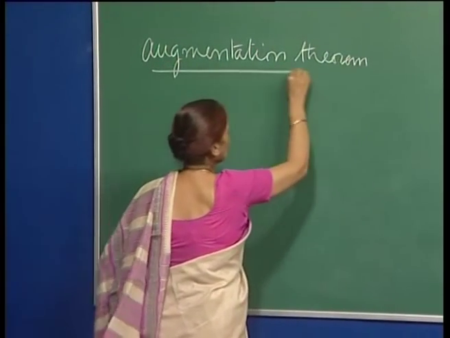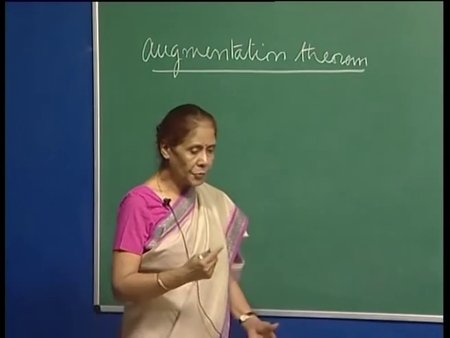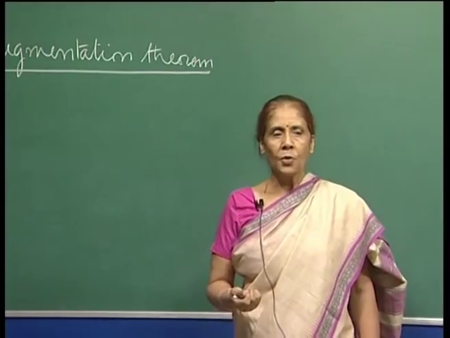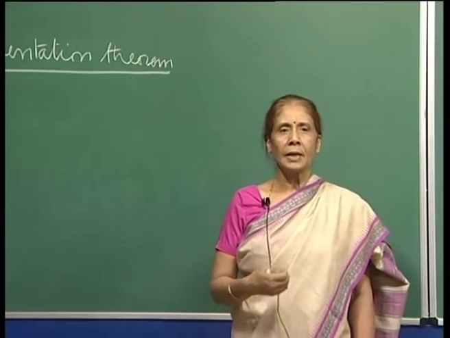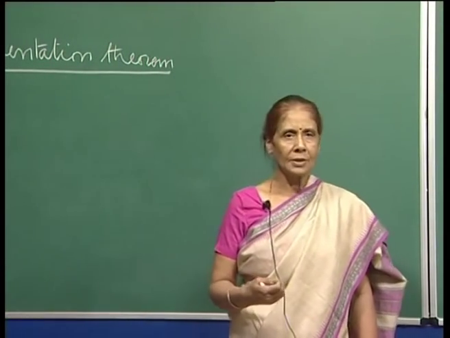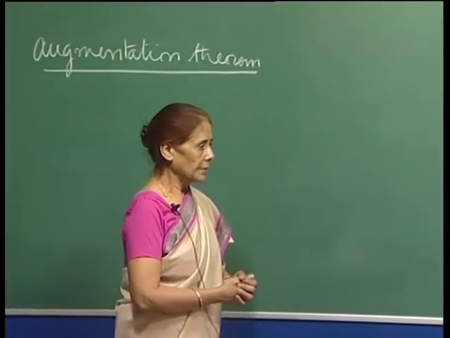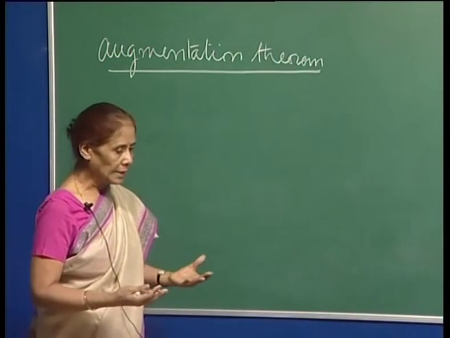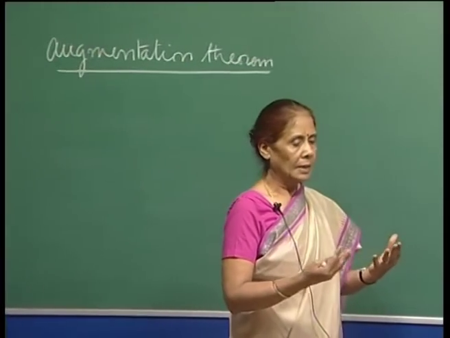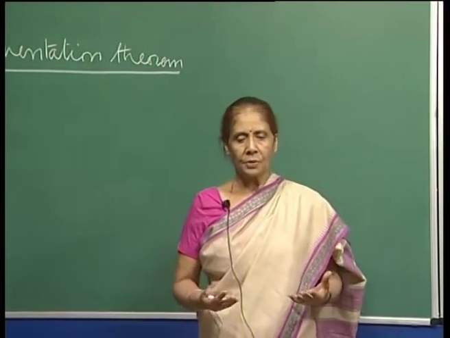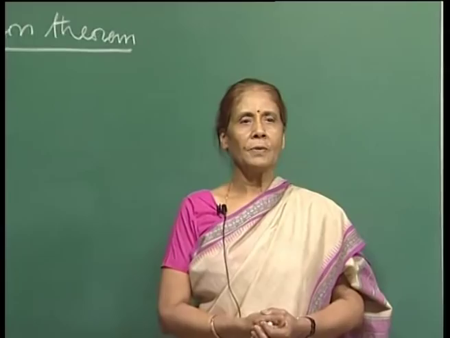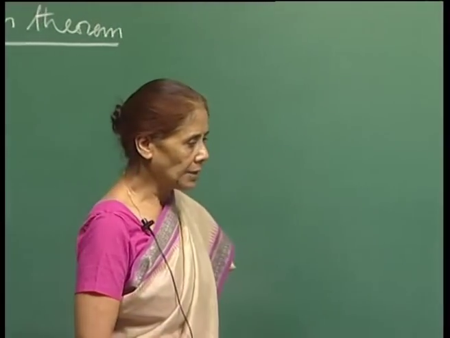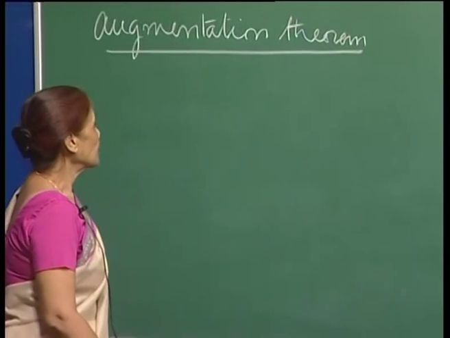The idea here is that if you have a subset of linearly independent vectors which do not form a basis, then I can always add some more vectors to it and get a basis formed. That means, if the number of linearly independent vectors is less than the dimension of this vector space, then I can always add some more vectors to it, so that it becomes a basis. This is the idea of the augmentation theorem.